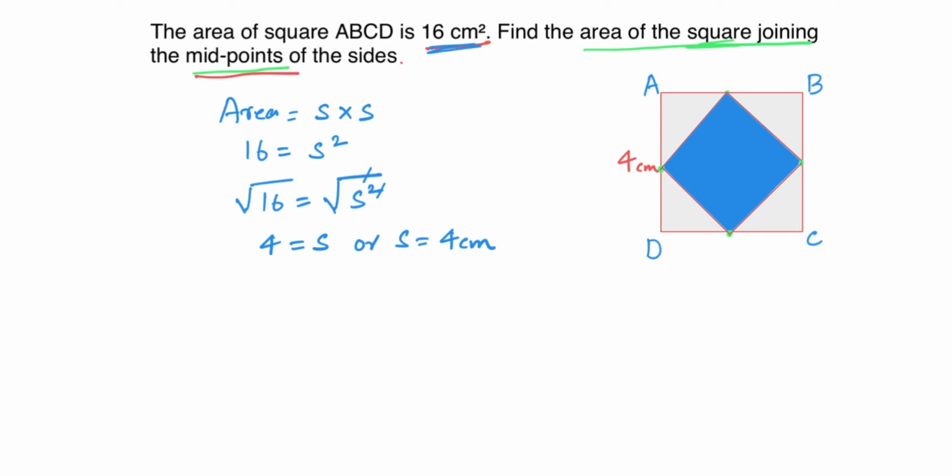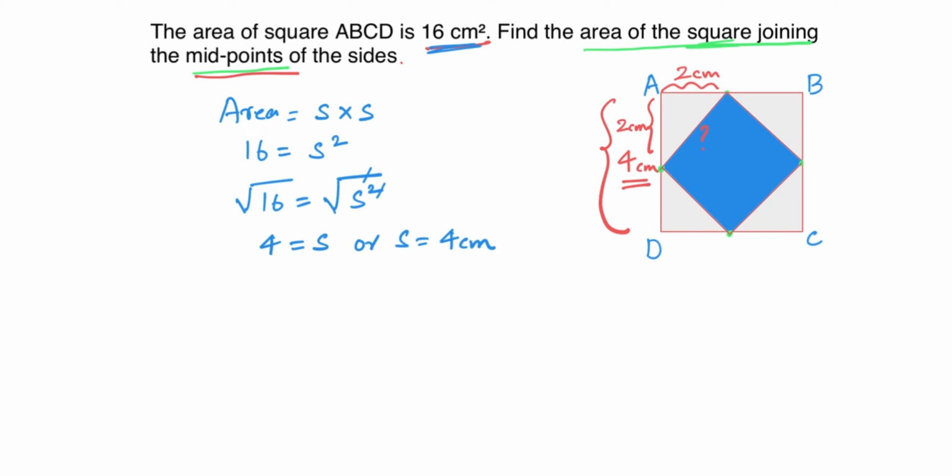To find the area we have to find the side. But how to find the side of the square? We know the side of the bigger square. We have to use it to find the side of this square. The whole side is 4 centimeters, which means this side will be 2, because midpoints divide the whole length into 2 equal parts. Similarly, this portion will be 2 centimeters.